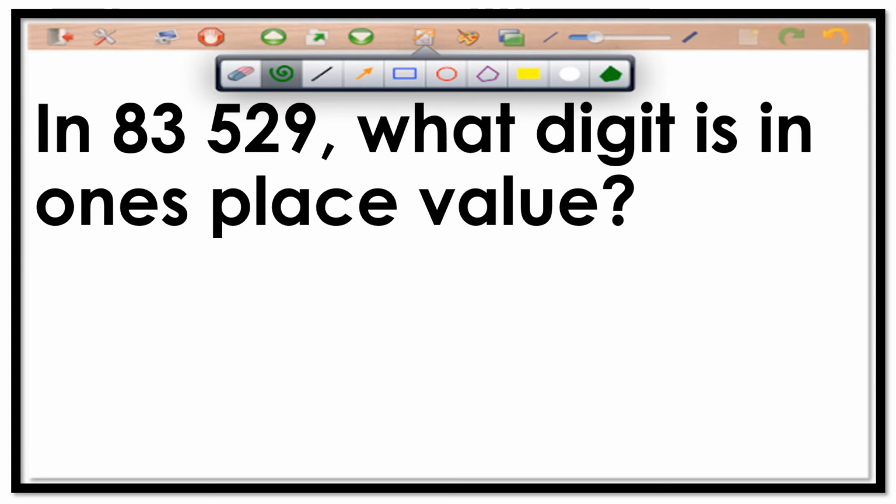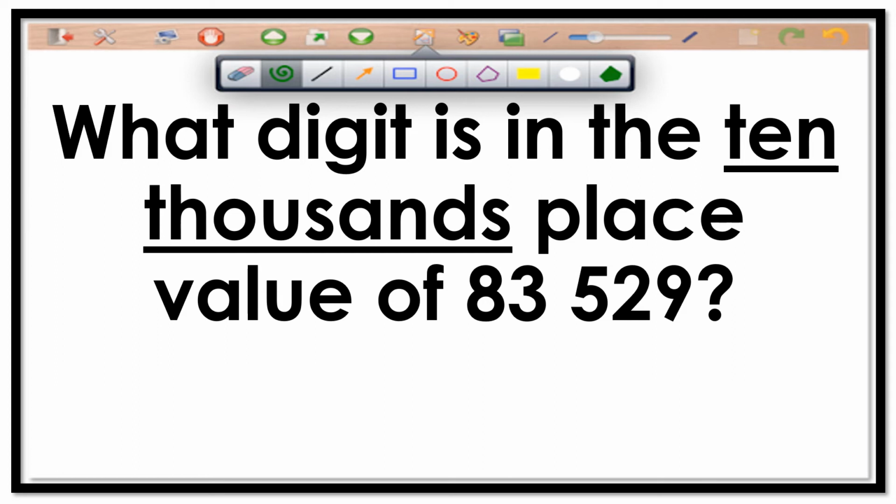In 83,529, what digit is in ones place value? Lagi kayong magbilang, simulan ninyo sa kanan. Ones, tens, hundreds, thousands, 10,000s. So, ang hinahanap natin ay ang digit na nasa ones place value. So, the answer is 9. Very good. Next question.